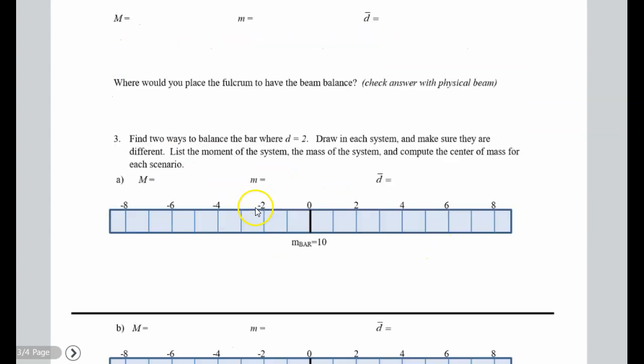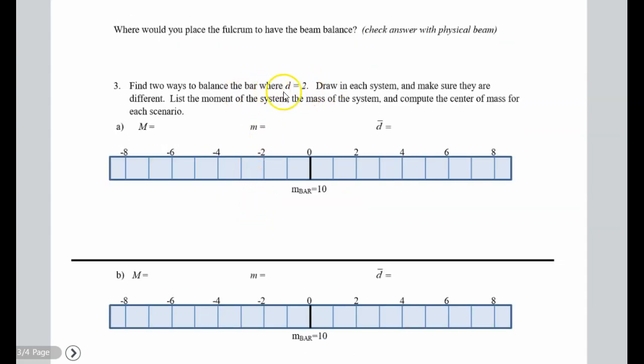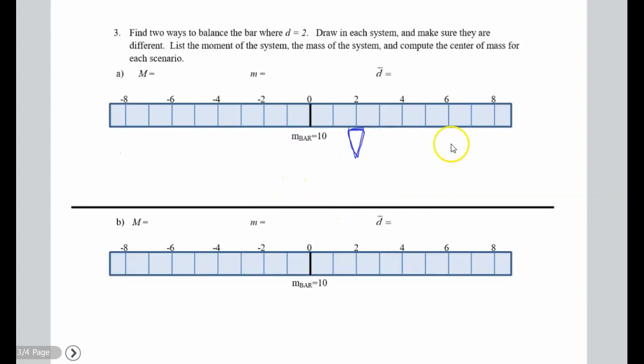And then the last two, find 2 ways to balance the bar where your center of mass is at 2. So think of, right, your fulcrum is going to be right here at 2. And again, you can think of that idea as like, oh, how much weight would I put to the right of 2, to the left of 2? I already know I have this bar weight of 10, 2 units to the left. So kind of take that into account with it as well. But think about kind of evening out the moments on both sides of this fulcrum. And complete those as well. And then check with your physical beams on those guys.